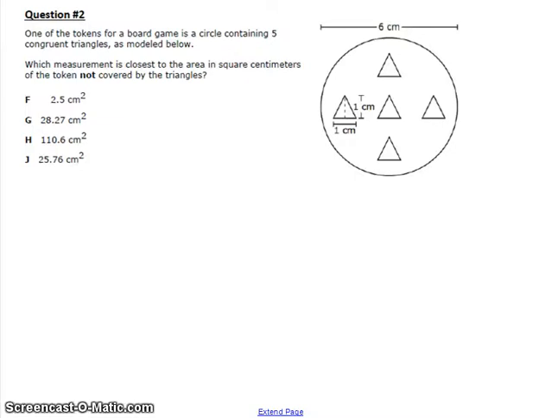Okay, so let's annotate for information. We have a board game, it's a circle. So the whole shape is a circle, and I have 5 congruent triangles. Remember, congruent means that they are all the same. My question states which measurement is closest to the area of the token not covered by the triangle.